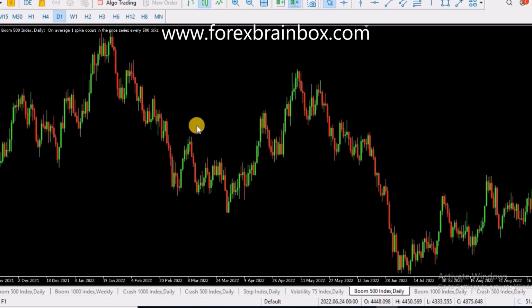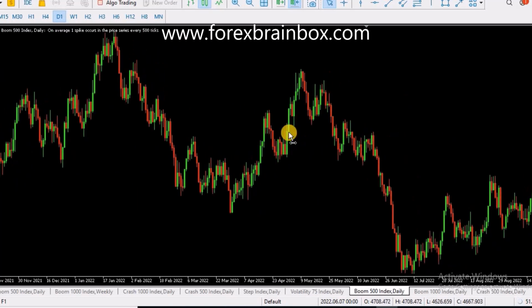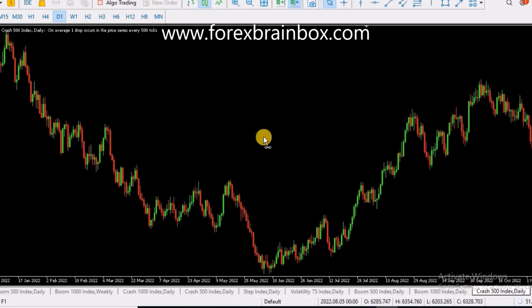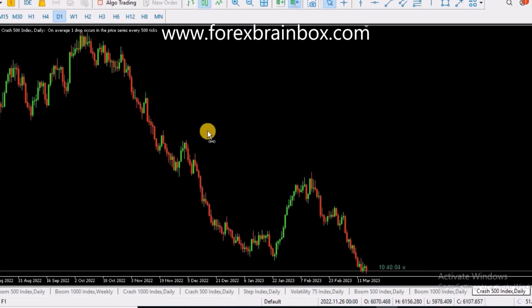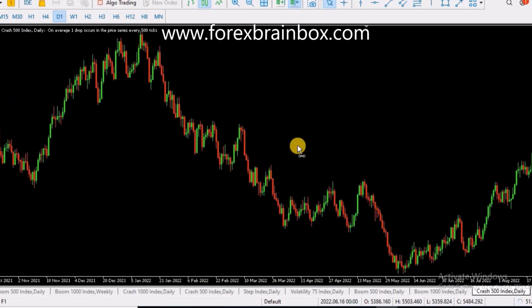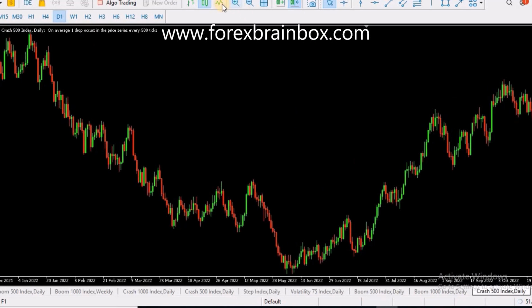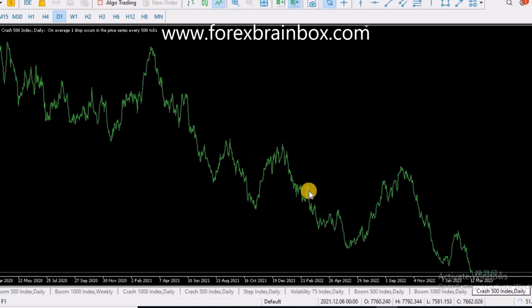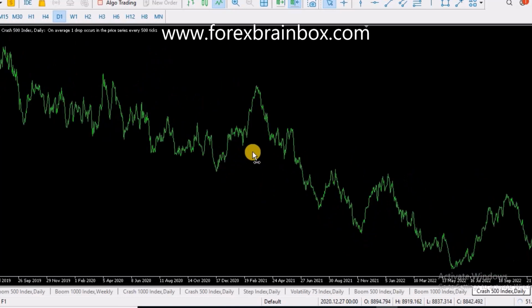We've talked about Boom 500. You can try this out on your own. Let's go to Crash 500 and see what happens, if you can spot any good entry. I think here is one. Shrink your chart, change it to a line chart. You can see. Let's use this one.